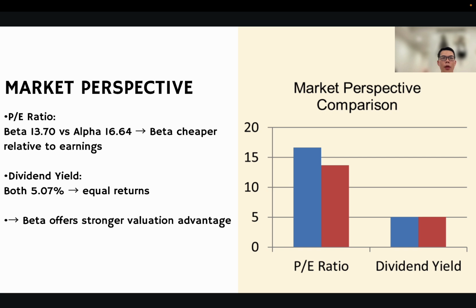Slide 10. For the market view, Beta is more attractive. Its PE ratio is lower, which means investors pay less for each dollar of profit. Both companies give the same dividend yield of 5.07%, so investors get the same cash return. Overall, Beta has a better value and a stronger profit, while Alpha is more expensive because it is seen as lower risk.